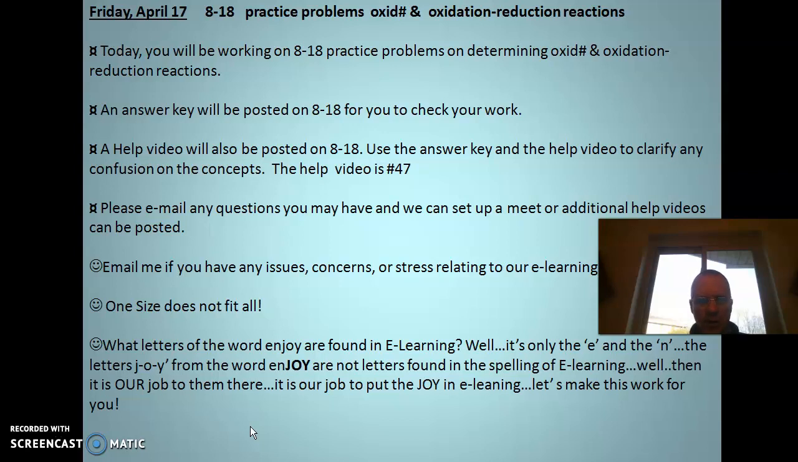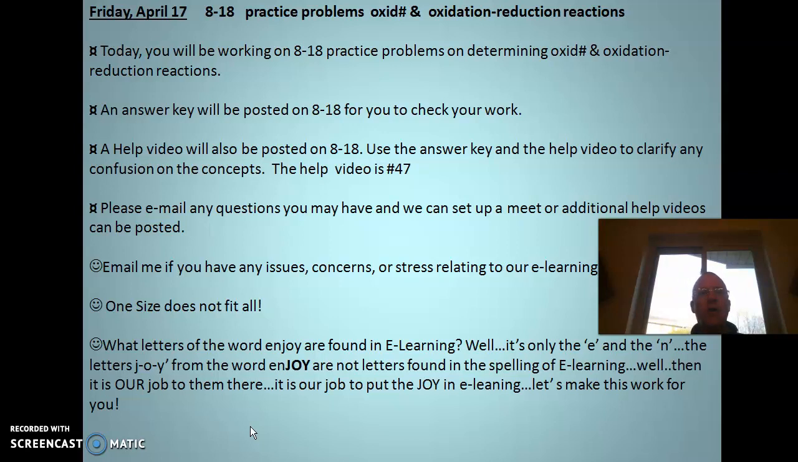Today we have an important thought of the day. That thought is, what letters of the word enjoy are actually found in e-learning? Well, if you look at both words, you'll see it is only the E and the N from the word enjoy that are also found in the letters that spell out the word e-learning. In other words, the letters J-O-Y in enjoy are not found anywhere in the spelling of e-learning.